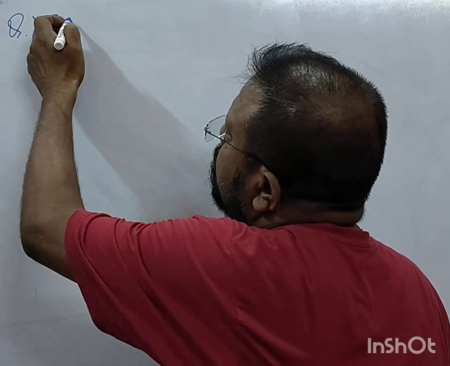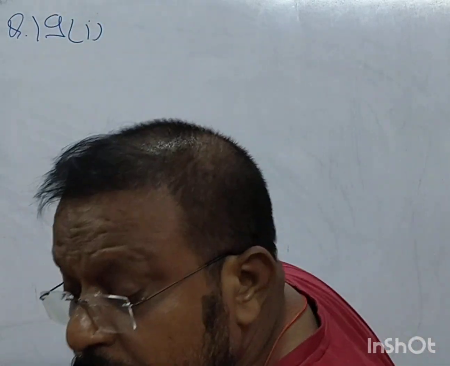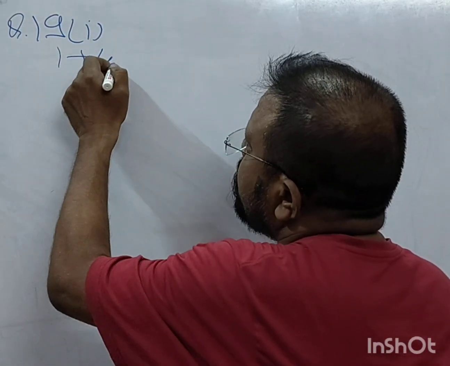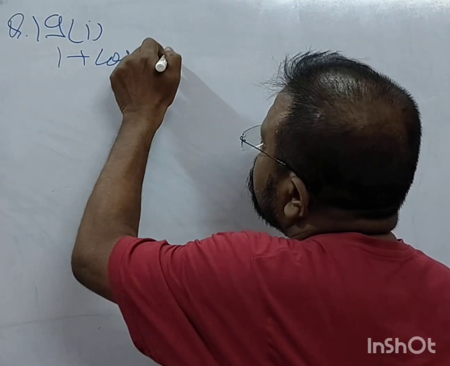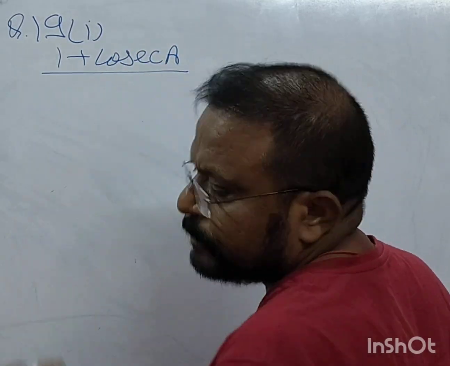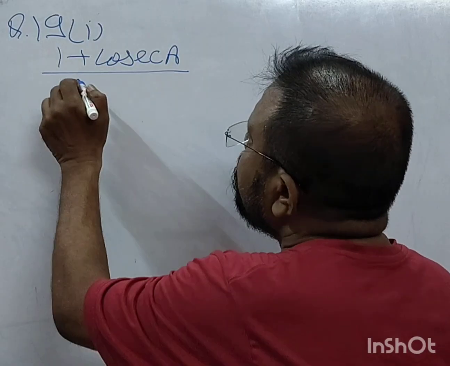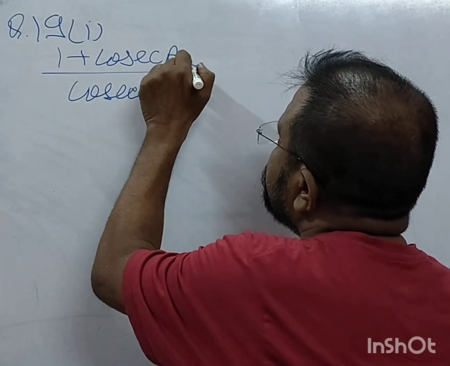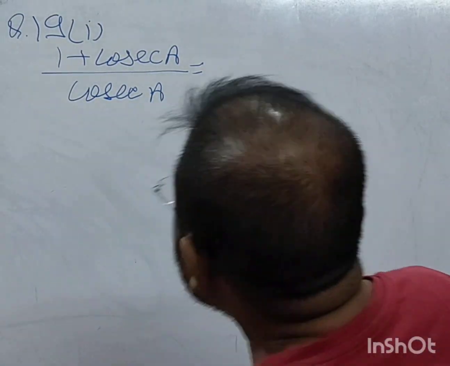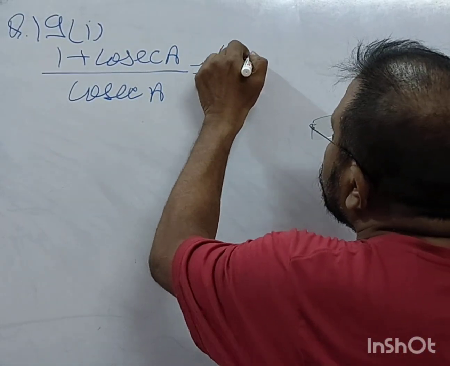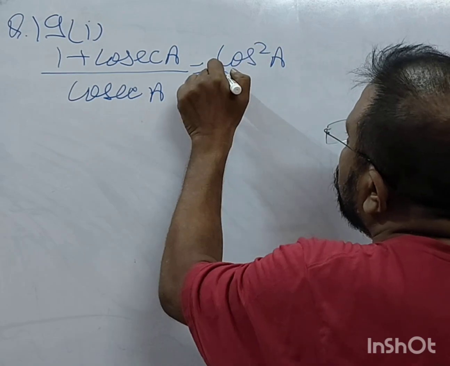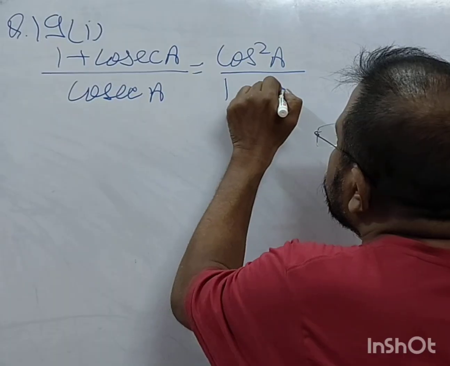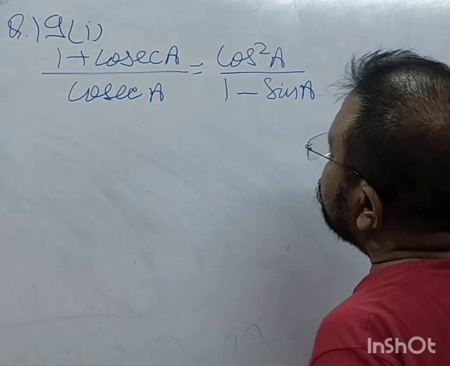Question number 19, first part: (1 plus cosec A) upon cosec A is equal to cos square A upon (1 minus sin A).